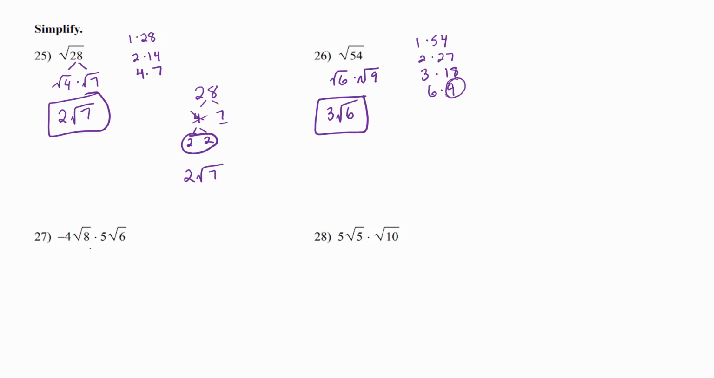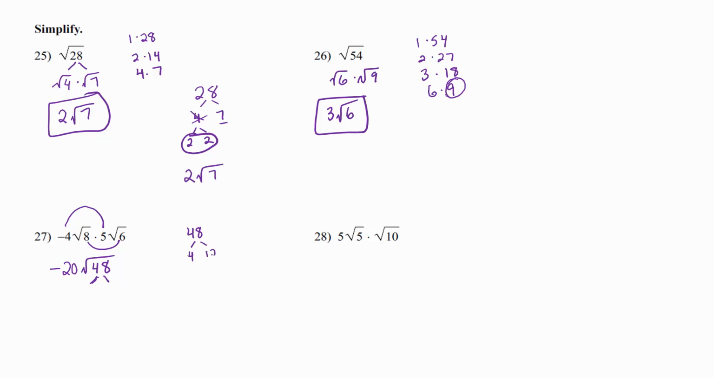Now 27 and 28 we are multiplying. So in order for us to do this, we have to know that numbers that are outside of our square root can interact and numbers inside can interact, but they can't cross over. So I can do negative 4 times 5 and I can get negative 20. And I can do 8 times 6 and get 48, but still underneath my square root. And then I need to check to see if I can simplify 48 by looking for perfect squares. Or this one actually might be a good one to try doing the factor tree on.